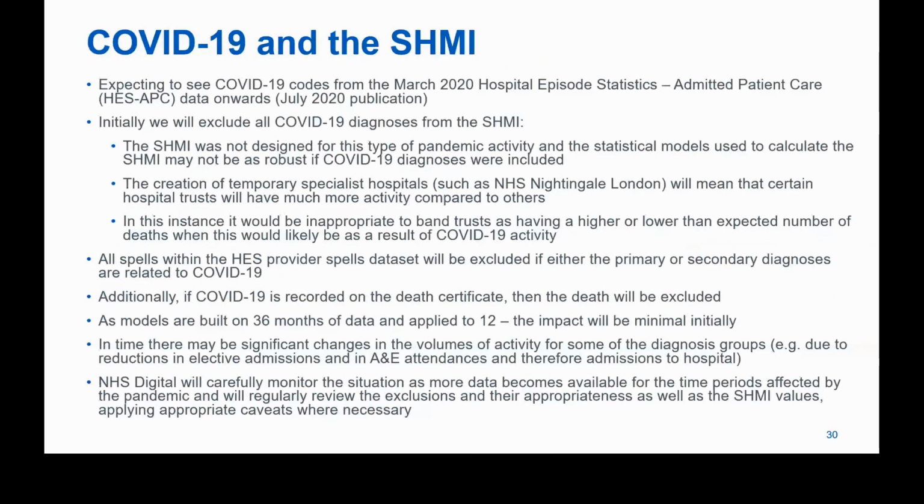And then finally, you'll be glad to hear, COVID and the SHMI. Obviously, COVID is an extremely prevalent issue right now, and a number of individuals have unfortunately passed away as a result of COVID-19. And that data will start flowing into the SHMI from the July publication. As I said earlier, the SHMI looks at 3 years of data and then scores the last 12 months of data. So we expect the COVID-19 codes in the March 2020 hospital episode statistics.